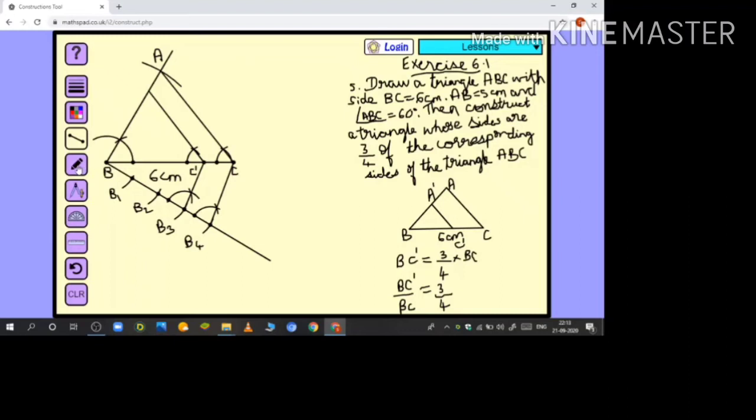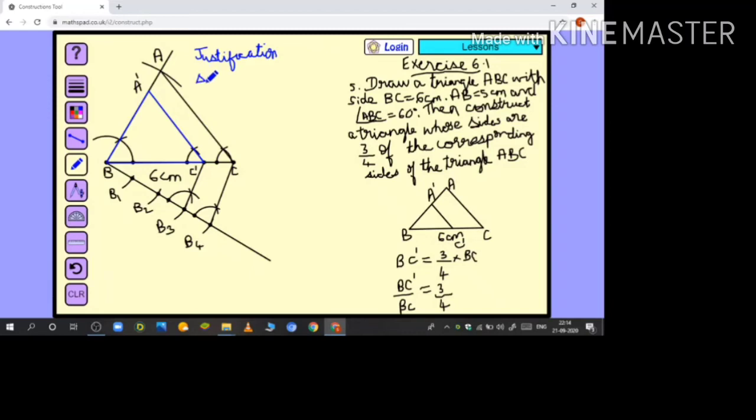The triangle A dash B C dash has sides that are 3 by 4 of the bigger triangle ABC. You can see the blue length. So that is triangle A dash B C dash, which is 3 by 4 of the given triangle ABC. Justification.